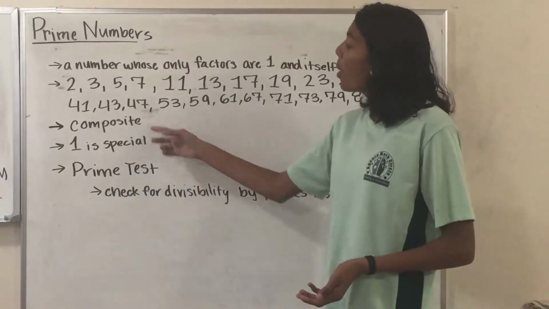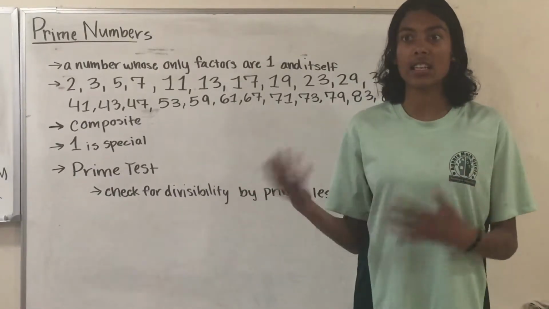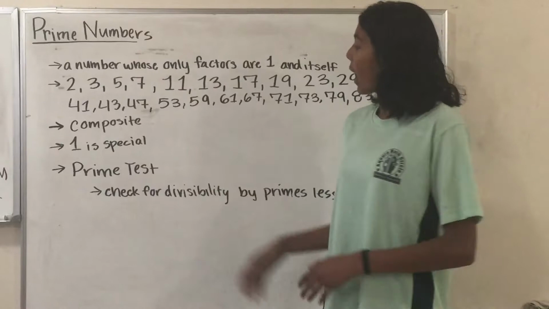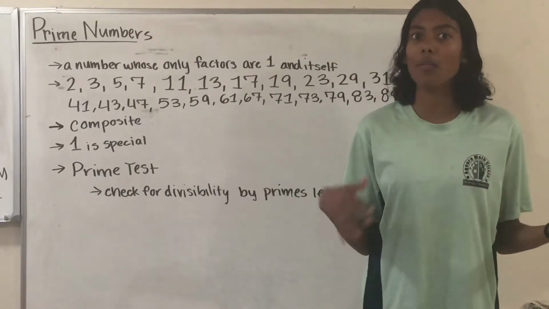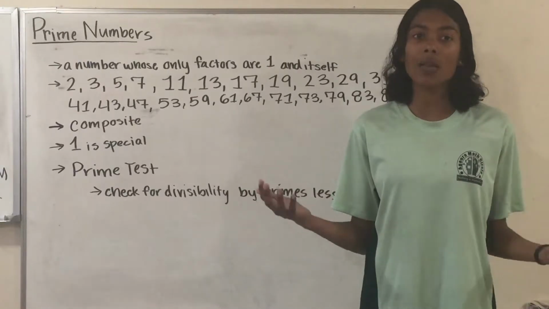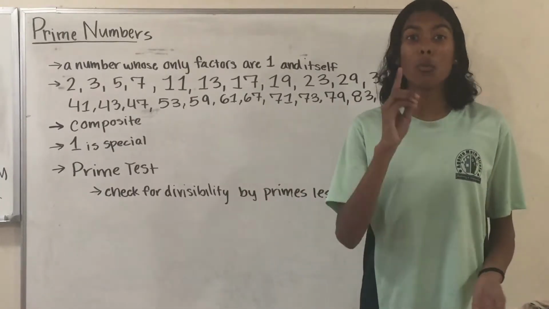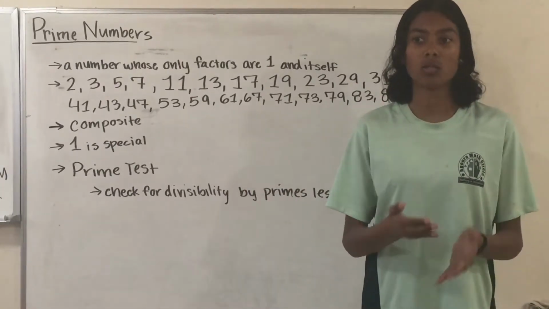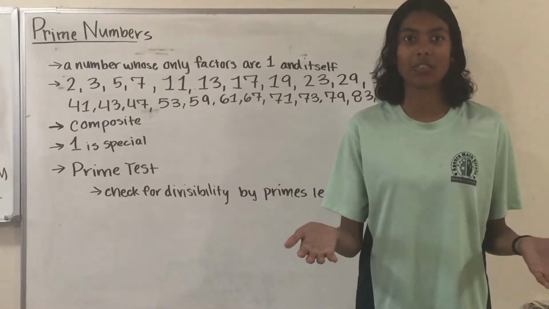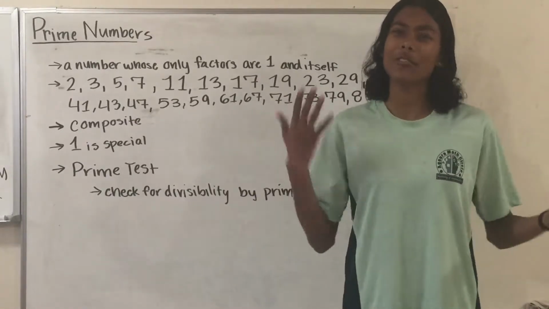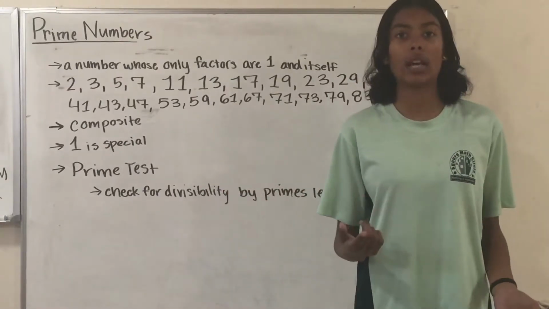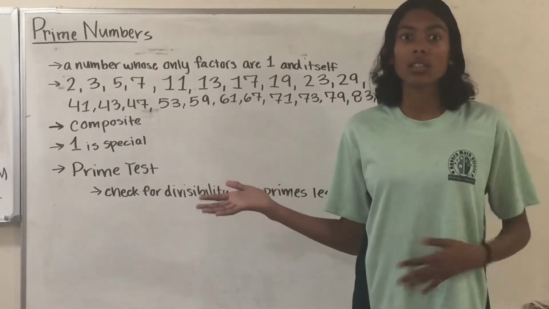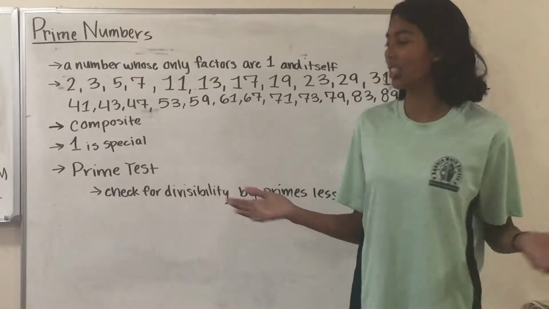So a composite number is any number that isn't prime. And the number 1 is special. It's neither prime nor composite. It's not prime because it has only one factor, 1, which is 1 and itself. But that's only one factor, so it really doesn't make sense. And it's not composite because it only has one factor, and composite numbers have more than 2 factors.